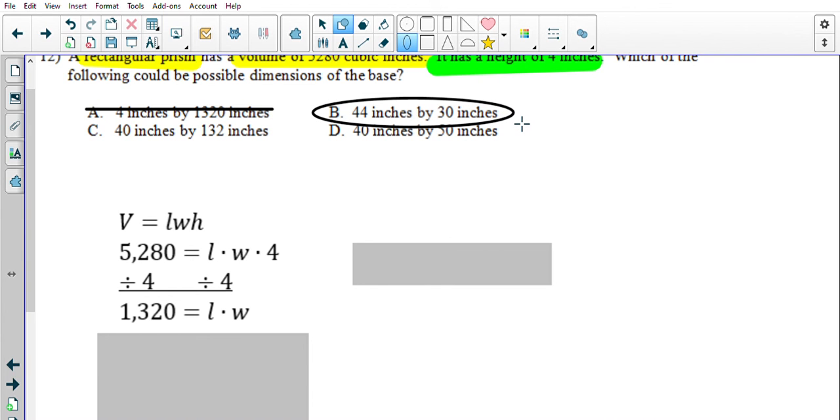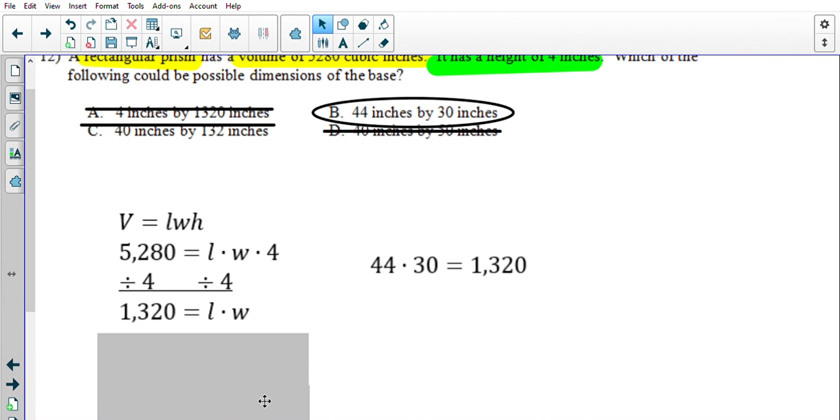I'm just going to do C and D just to prove that those are not going to be dimensions of the base. So in choice C, if I do 40 times 132, it gets me 5,280. I need that product to be 1,320, so C does not work. And then D, if I take 40 times 50, that's going to get me 2,000. And again, I need 1,320, so I can eliminate choice D as well. So B has to be our solution here, since 44 times 30 gets us 1,320.